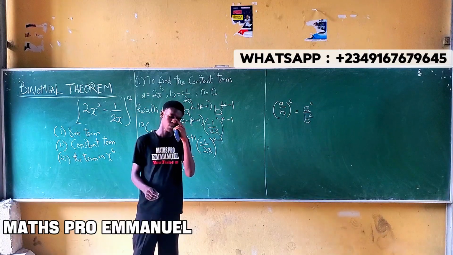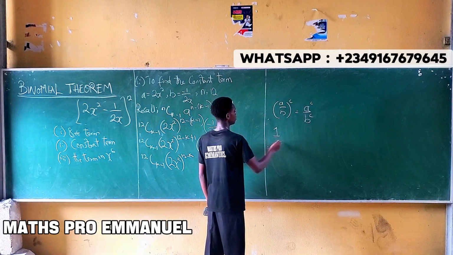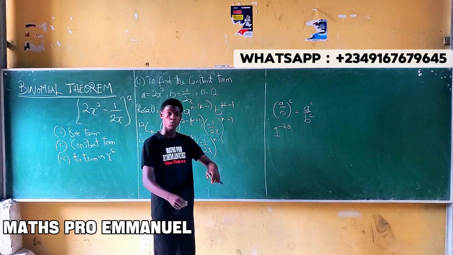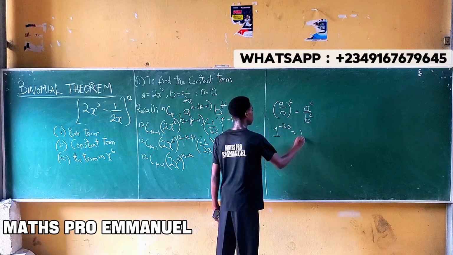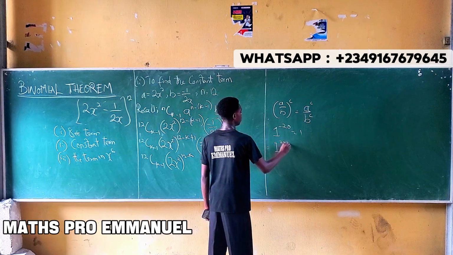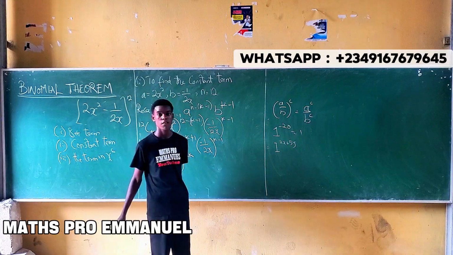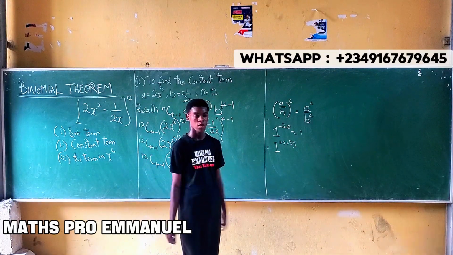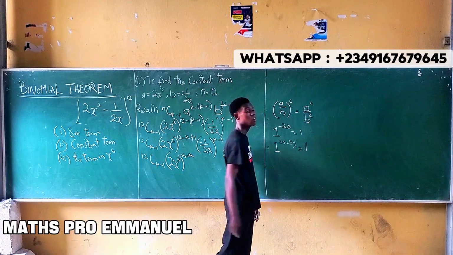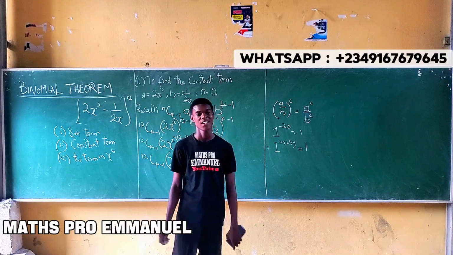Anytime I have 1 raised to the power of anything, let me just say 1 raised to the power of minus 20, what will be the result? The result will still be 1. If I have 1 raised to the power of 2x plus 5y, my result will still be 1, because 1 raised to the power of anything is still 1. 1 raised to the power of 0 is 1. 1 raised to the power of heaven and earth is 1.